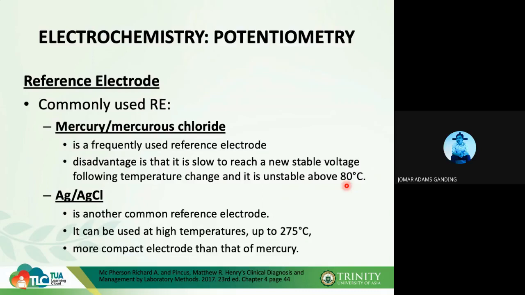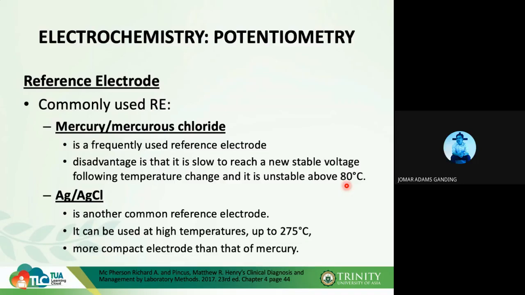On the other hand, we also have another electrode, which is your silver-silver chloride. Your silver-silver chloride is another reference electrode that is being used, but this time, here's the thing with silver-silver chloride. It can be used at higher temperatures, okay? Because it can go up greater than 60 degrees and even until 275 degrees centigrade, okay? And aside from that, your silver-silver chloride is also a compact electrode compared to your mercury. Am I clear? Clear po tayo?